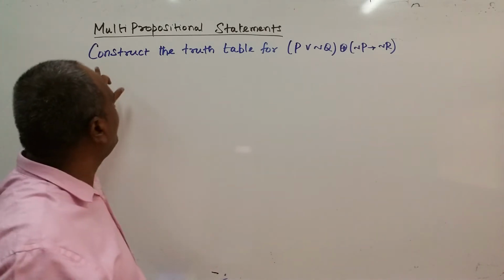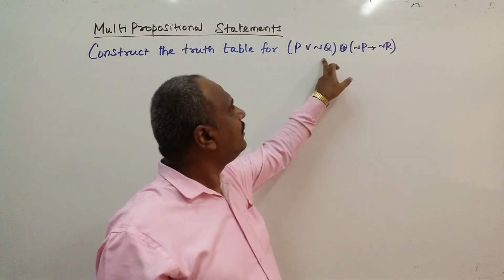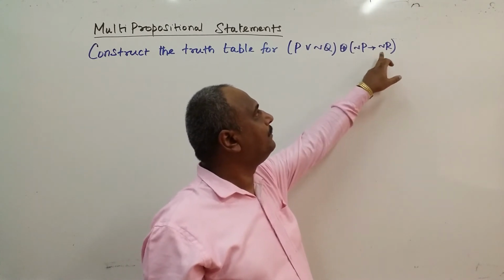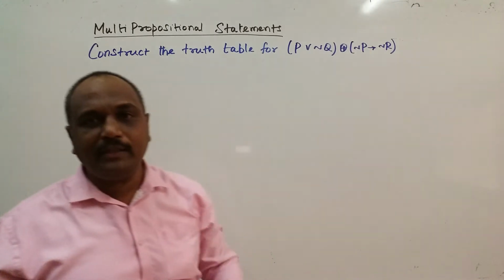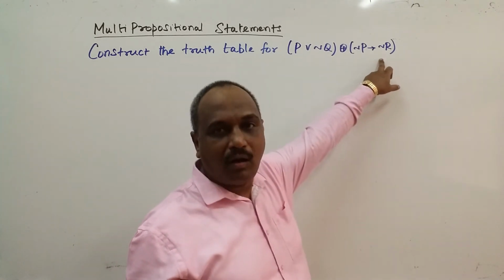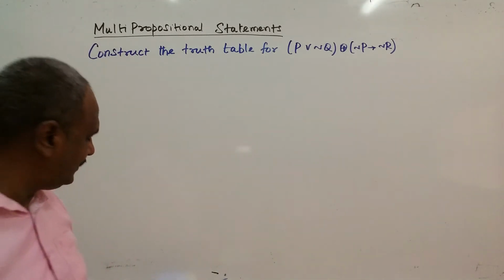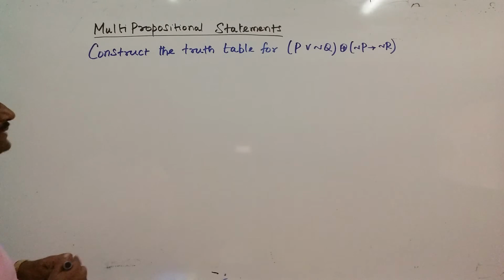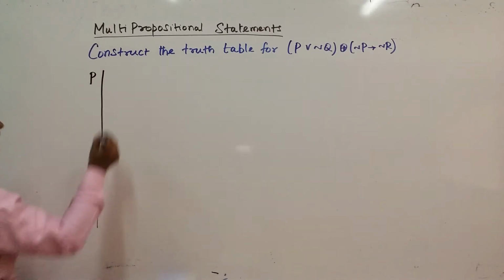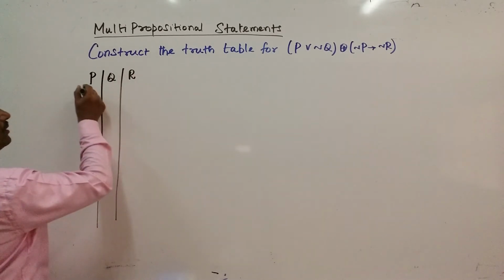See, for example, construct the truth table for P or negation Q, exclusive OR, negation P implies negation R. That means here we have three statements. One is P, one is Q, one is R. How are we going to define the three statements and then find the output? The basic principle is the same. I am going to take P, I am going to take Q, I am going to take R.